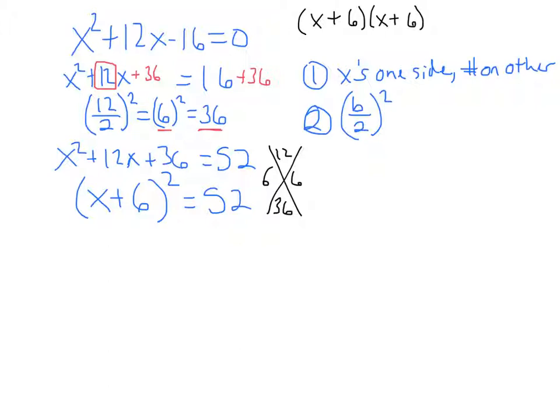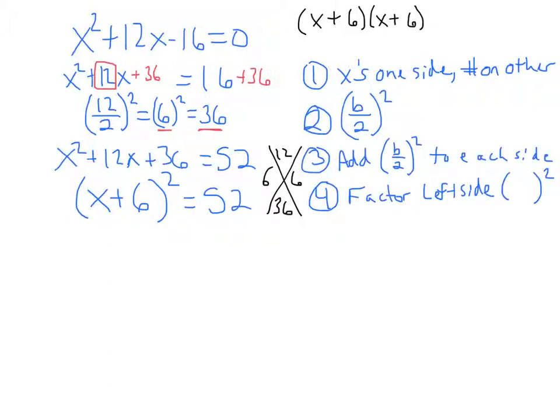So right now I have x plus 6 squared. Let's write down a couple of the steps that we haven't written down yet. So we add our b over 2 squared to each side. In this case, it was 36 that we added to each side. Remember, we added this 36 here. All right, and then we're going to factor the left-hand side, and it's going to factor into the form a quantity squared. So x plus or x minus a number squared.